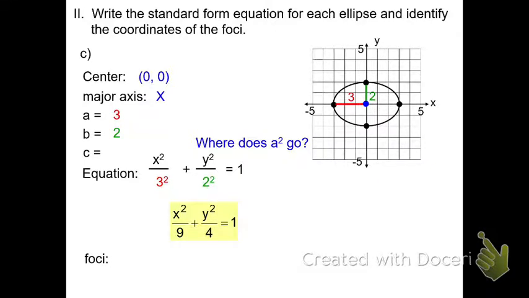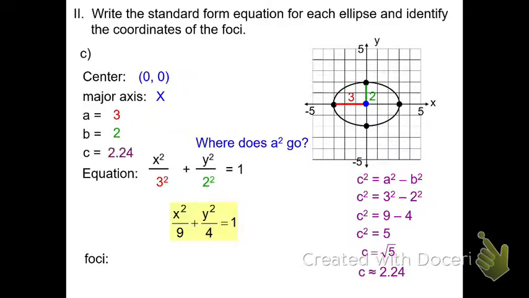Now let's turn our attention to where the foci are. Using the equation c squared equals a squared minus b squared, and substituting in, c squared equals 9 minus 4, or c equals root 5. Now that's about 2.24. Because this ellipse, again, is stretched horizontally more, we know that we're going to be adding this to the h value and subtracting. So this will be 0 plus or minus 2.24, comma 0, or negative 2.24, 0 and positive 2.24, 0.